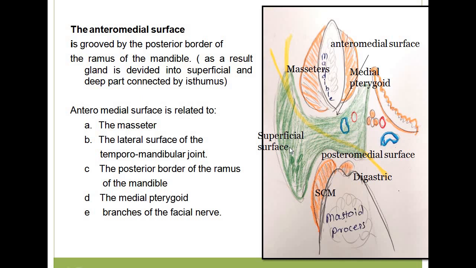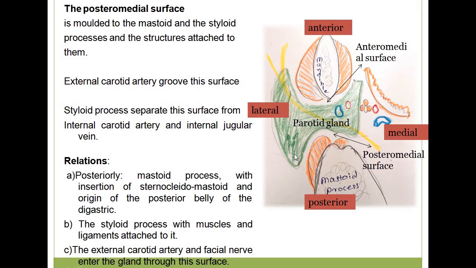Now coming to the posteromedial surface, you can see this is the posterior border and this one is the medial border. So this complete surface is the posteromedial surface and is molded to the mastoid and styloid process and structures attached to them. Now this posteromedial surface is grooved by the external carotid artery. The styloid process separates this posteromedial surface from these two structures, that is the internal jugular vein and internal carotid artery.